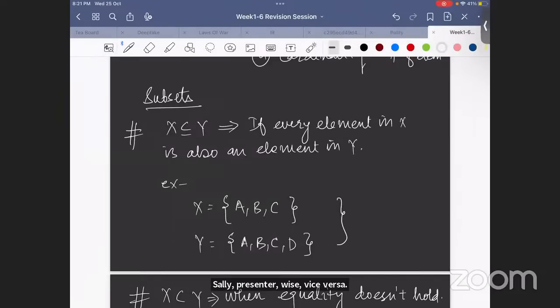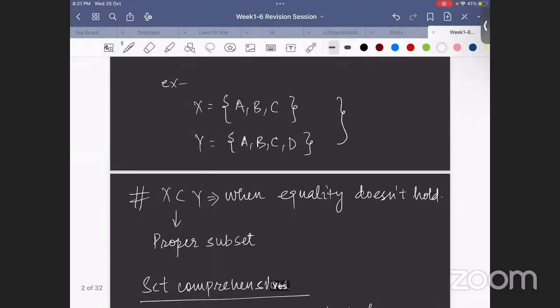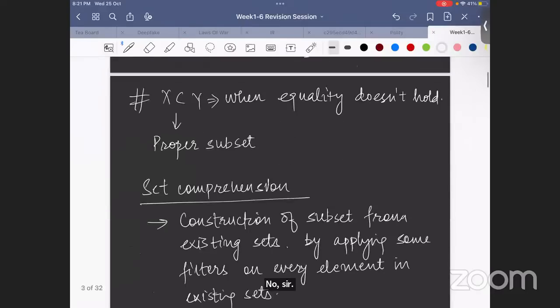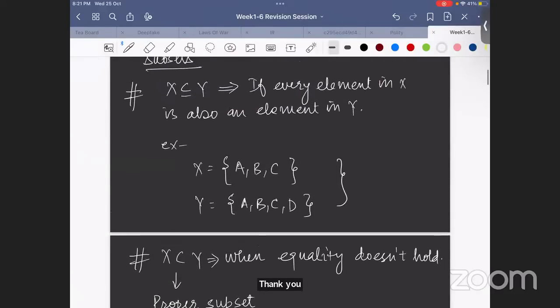Yes, sir, it's a subset. Is it the power subset or the proper subset? No, sir, it's not a power subset. Proper subset. Yes, sir, it's a proper subset. So it is a proper subset.